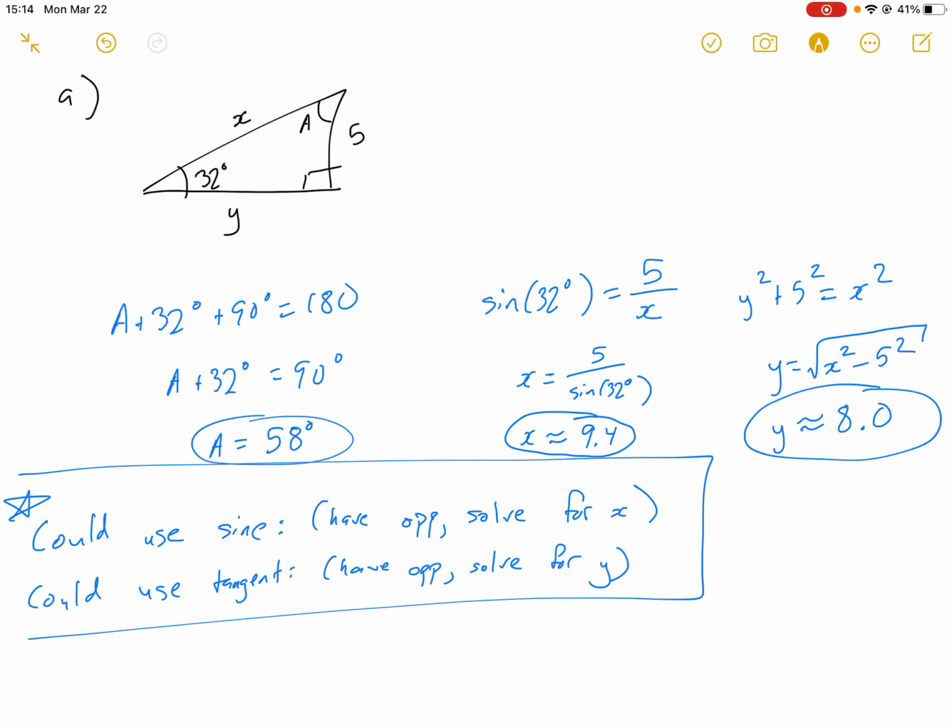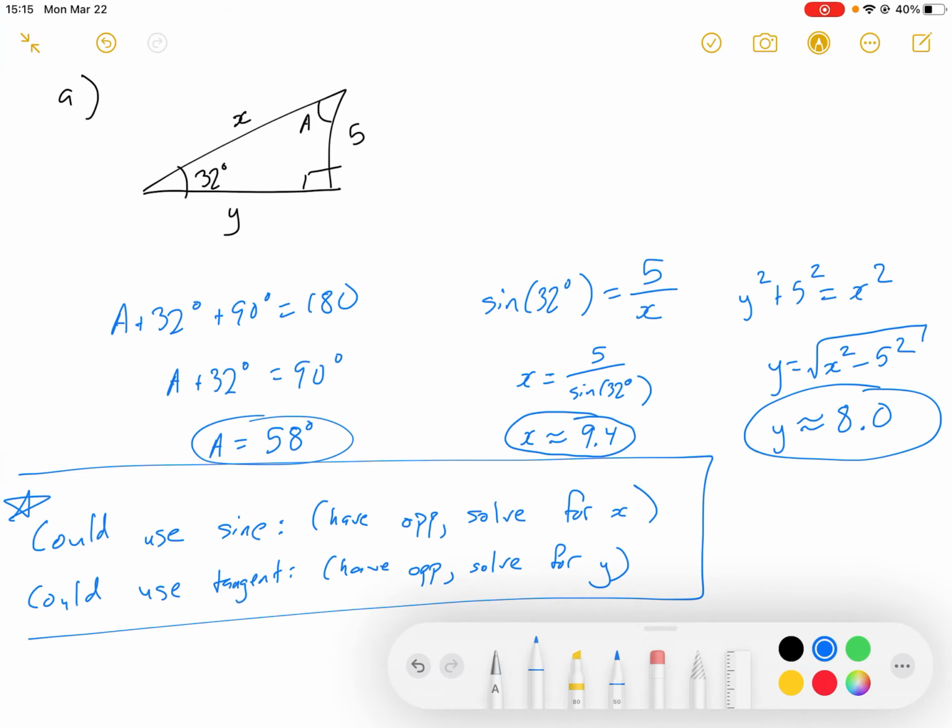That's it. So I have my answer. A is 58 degrees, x is about 9.4, and y is 8.0. And that's really how these work. We can do another one really quick.